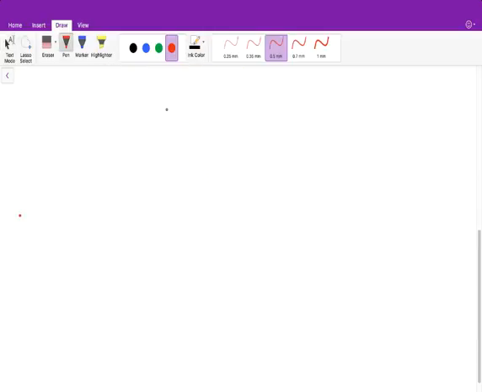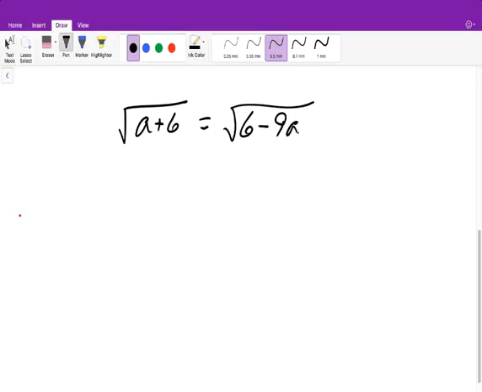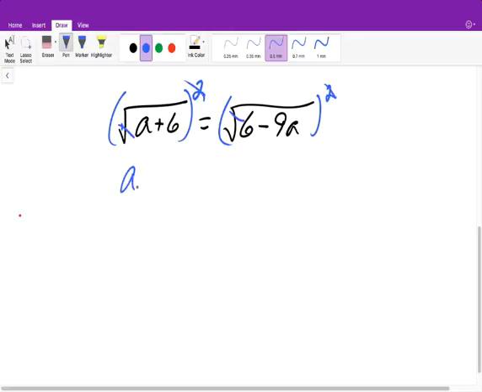All right, the next one, we have the square root of a plus 6 is equal to the square root of 6 minus 9a. Once again, they're both square roots that are isolated, so we can just square it because our index is 2. So we raise it to that power. What we do to one side, we have to do to the other. So these cancel out or eliminate or undo our radicals. So it's just a plus 6 is equal to 6 minus 9a.